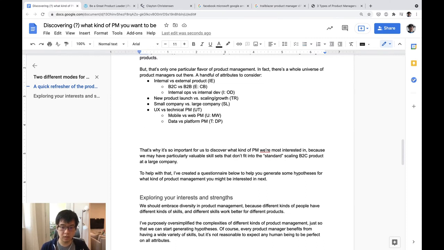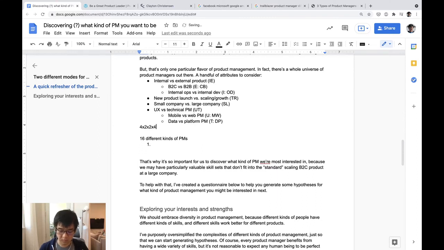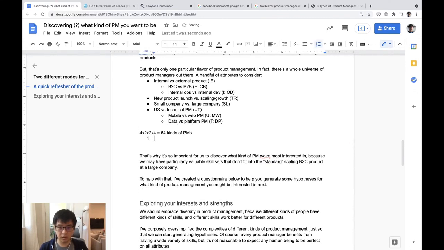And so basically, then there are like 16 different kinds of PMs then, right? Is there 16? There's more than 16 actually, because there's 4 times 2 times 2 times 4, is what, 64 kinds of PMs. So I'm not going to cycle through all of this because that's going to take me forever.